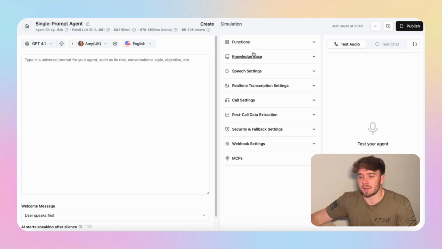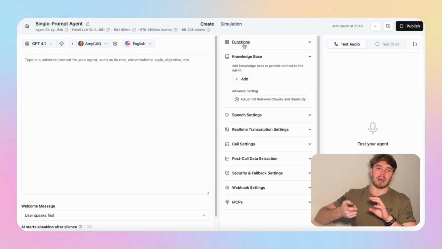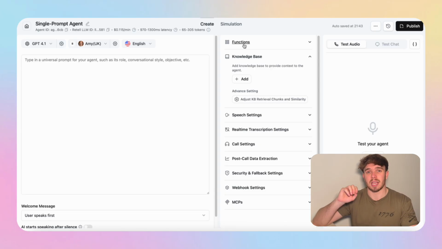So let's first start with knowledge base. Now, for those of you that don't know, a knowledge base is essentially a document or a PDF, for example, with a load of information about that company. So it may have opening times or the different rates they do or the different services they offer or the people that work there. Anything about that company which is information to the agent is perfect.